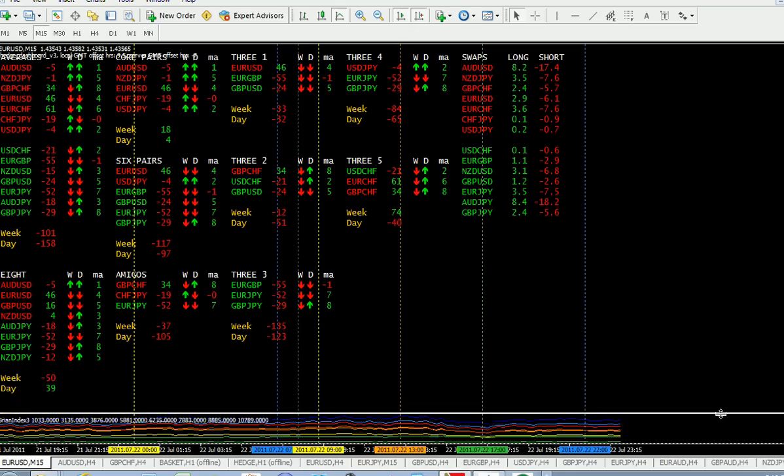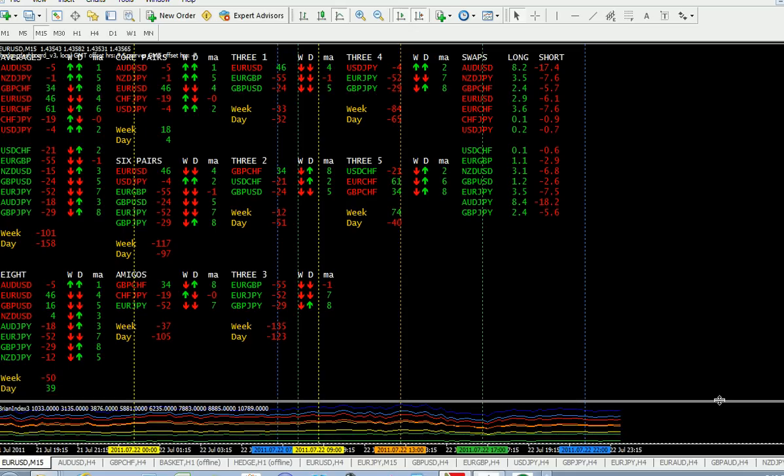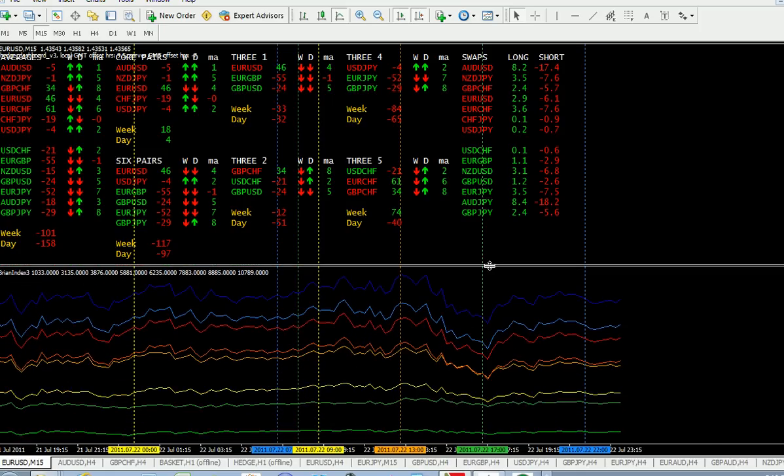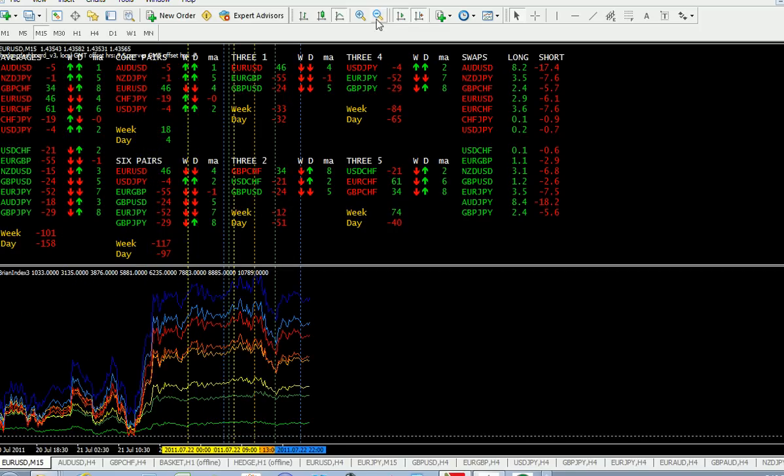If we look at the US dollar, we can see on the day it's 39 pips long, and if we look at Brian's 8 currencies and we cut that back in view, we can see that they all went long there. They're not always going to be zero together, but the overall trend is up.